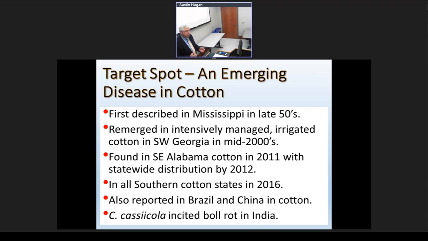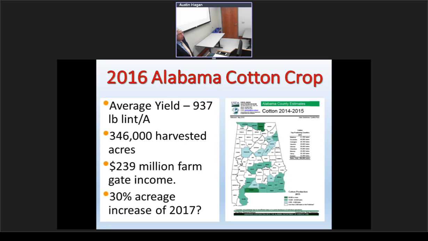As of this past year, it occurs in essentially all of the southern states where cotton is grown, with the exception, at least that I'm aware of, of Texas. But this same disease has popped up in Brazil and China, and the causal fungus, Corynespora cassiicola, also causes a boll rot in cotton in India. So just as a primer, I just want to let you know about the extent of the Alabama cotton crop in the state.